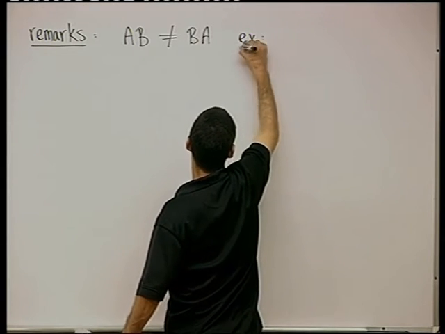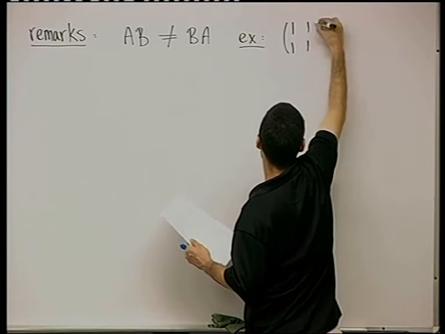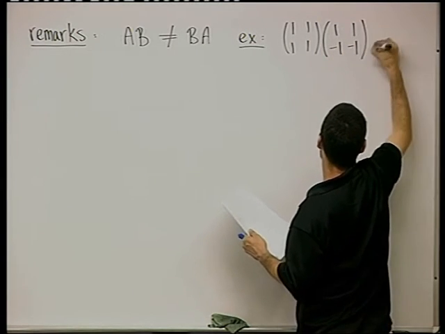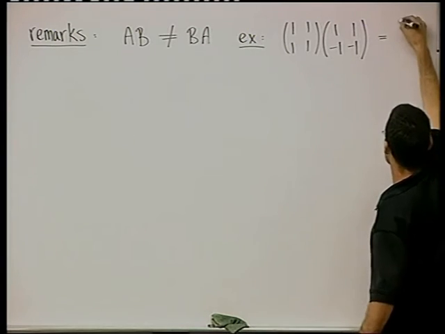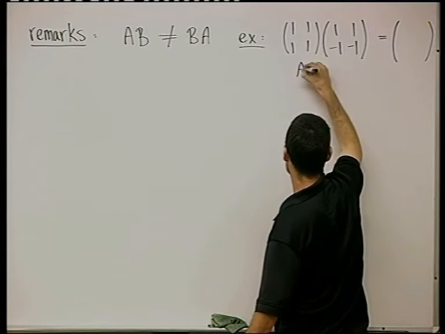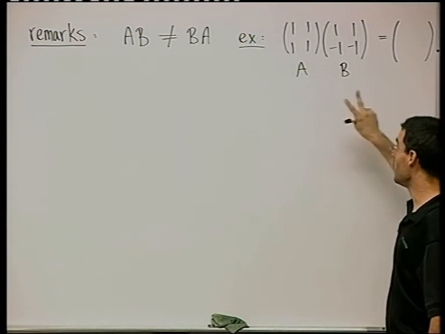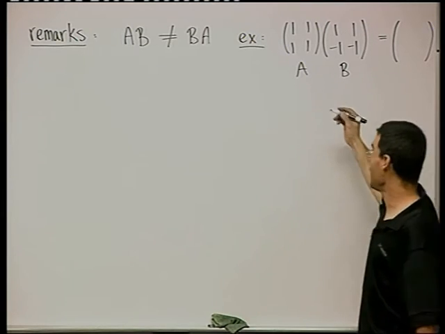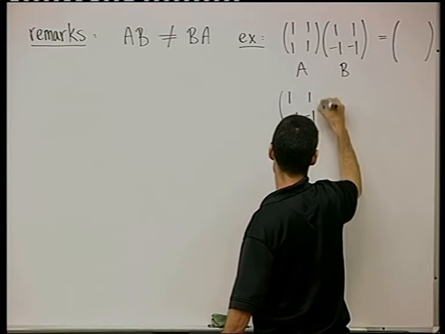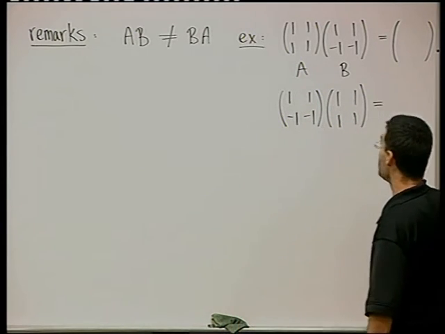So for example, take very simple 2 by 2 matrices: [1, 1; 1, 1] times [1, 1; -1, -1]. What's the product? This is A, this is B. Both are 2 by 2, so the product is going to be 2 by 2. But in fact, we can write it the other way as well. So let's do both calculations: [1, 1; -1, -1] times [1, 1; 1, 1]. Let's see what we get.